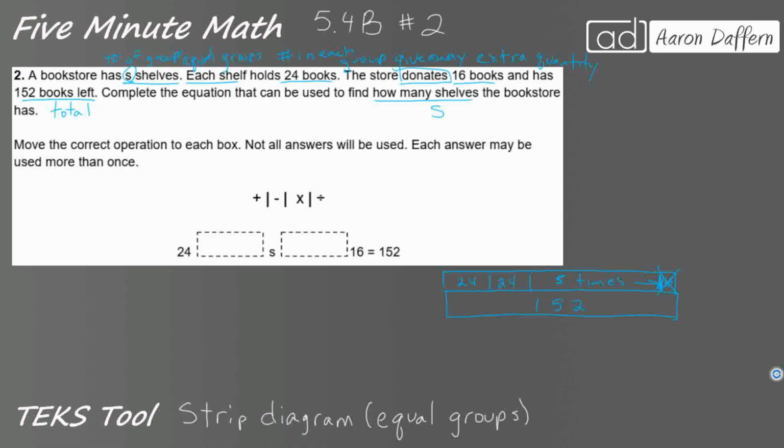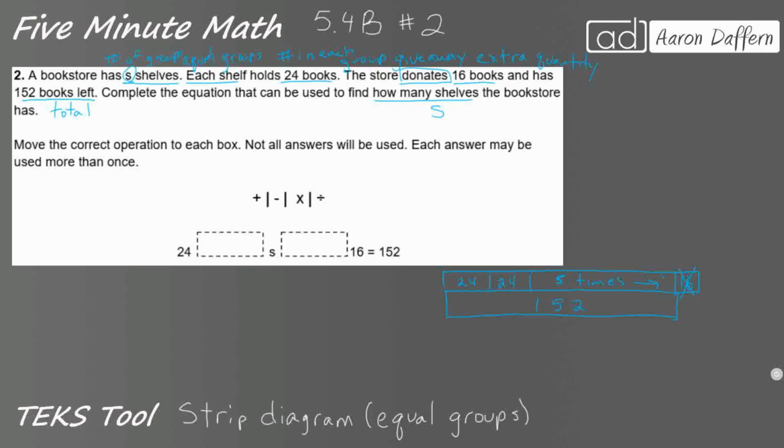Honestly, you could draw it that way and that would work, but I'm going to draw it this way. The beautiful thing about strip diagrams is there's always more than one way to draw it. I'm going to stick it off to the edge here. This could also be one way, and we can just have that 16 go away. So then we end up with that 152. That's probably going to make a little bit more sense.